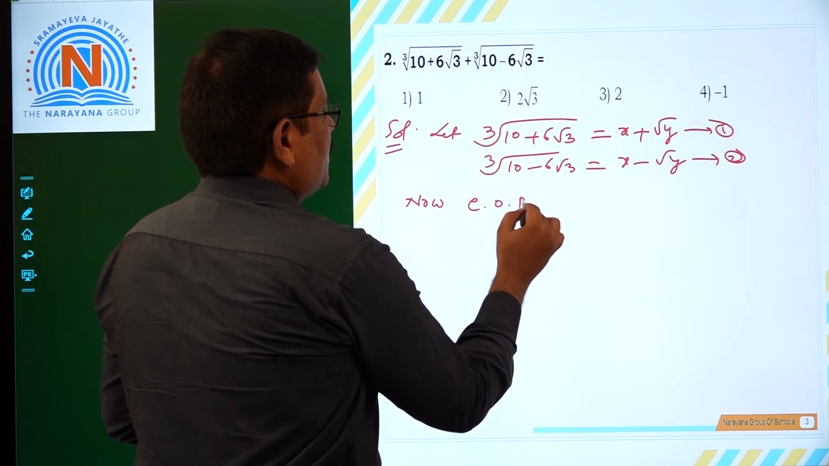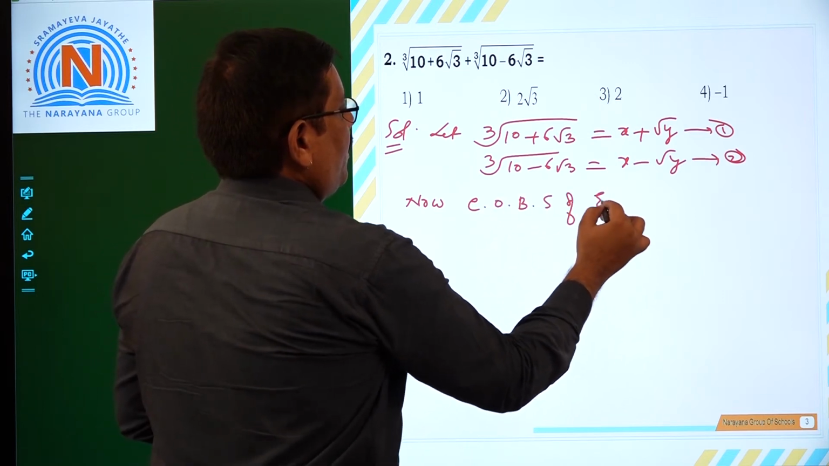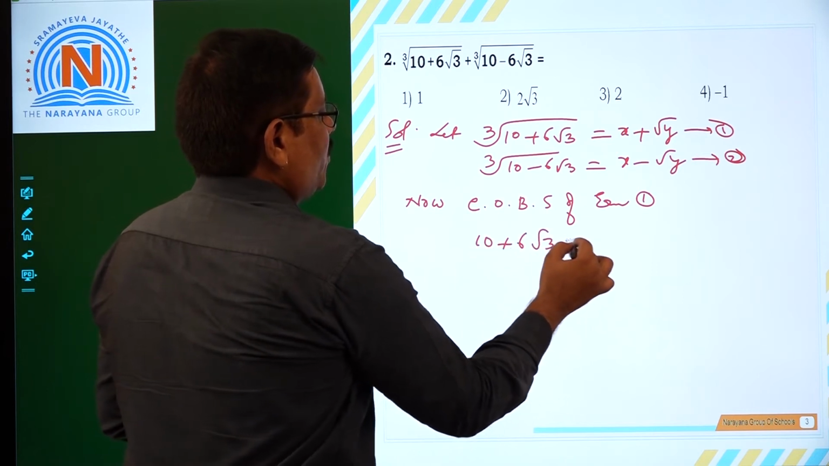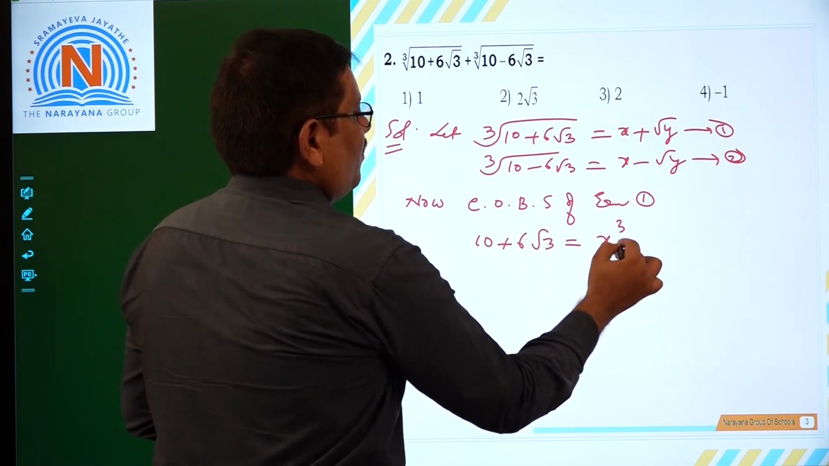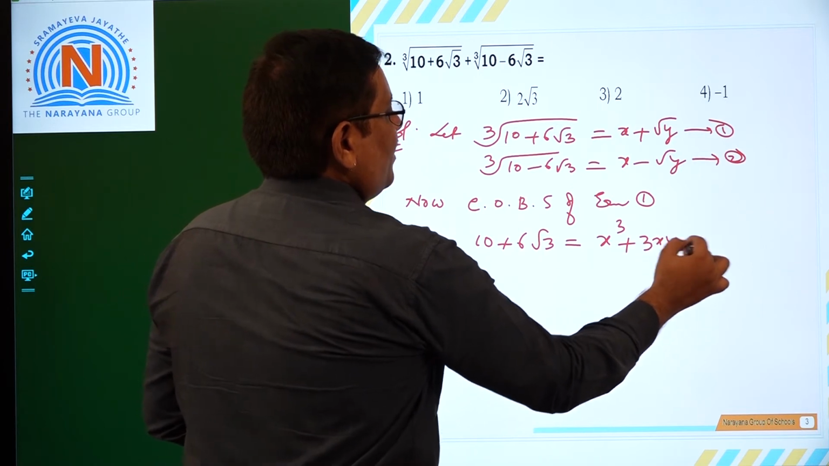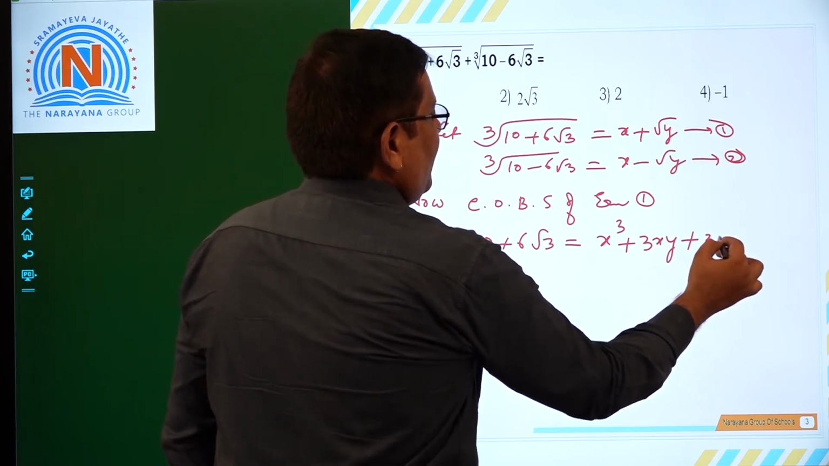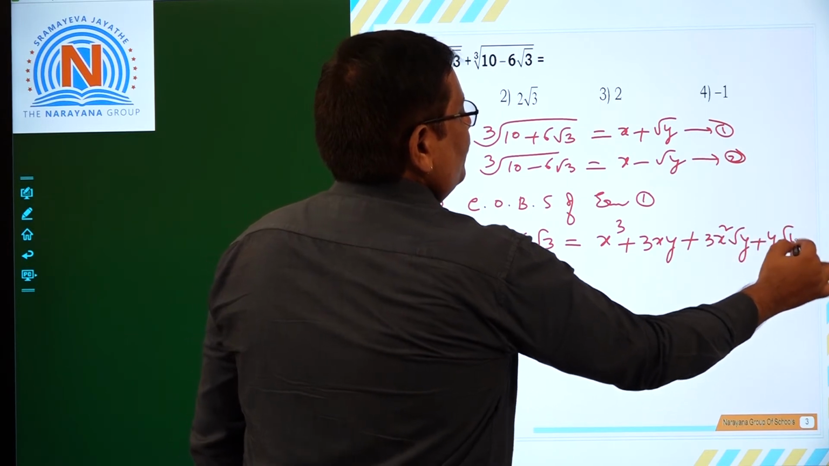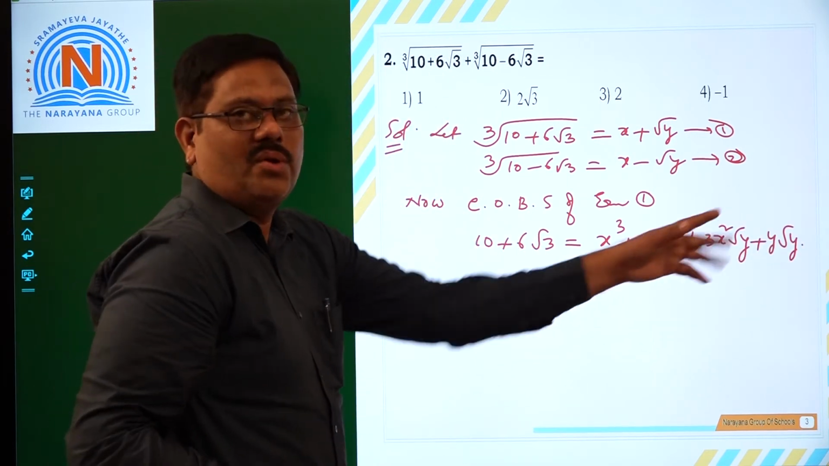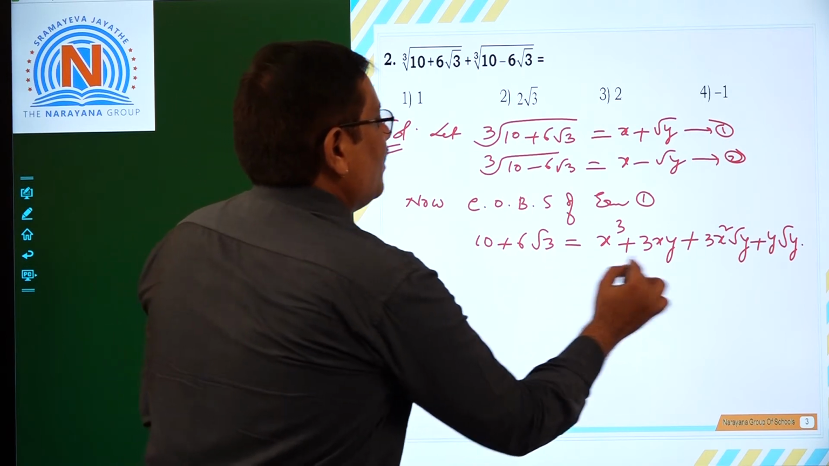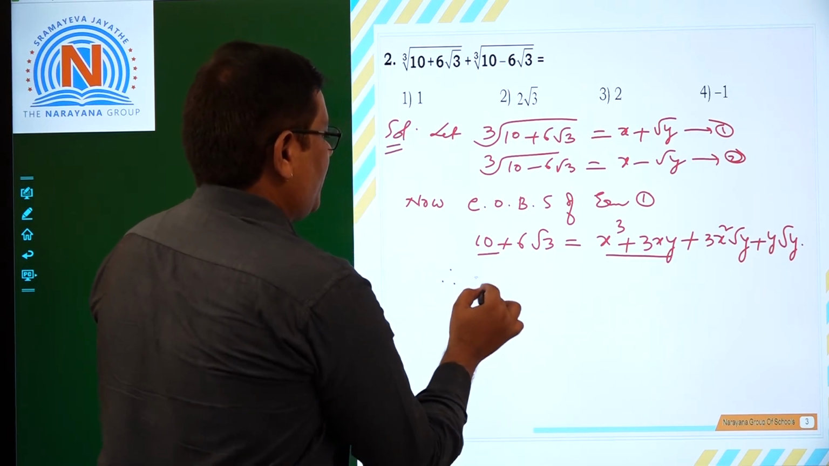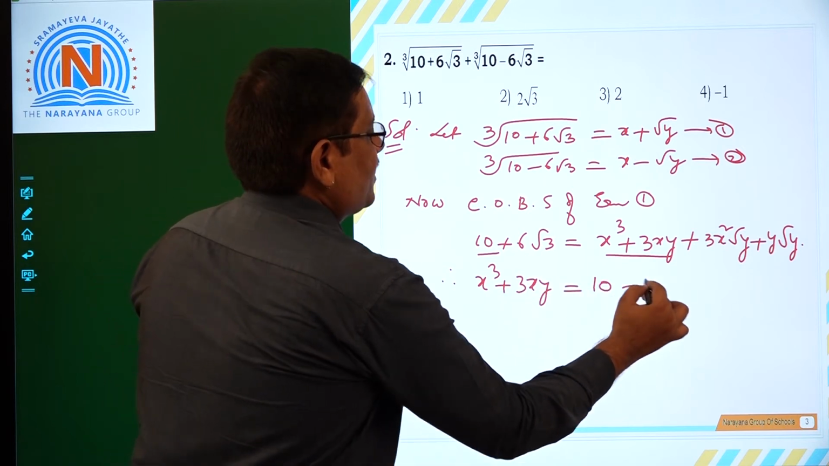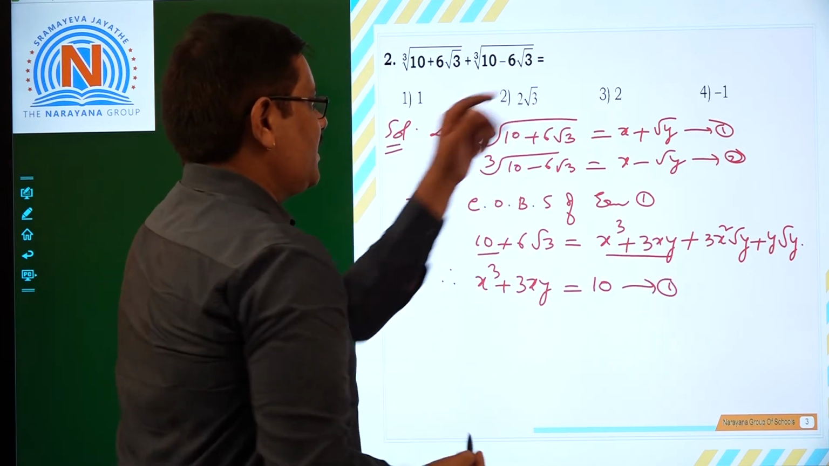Cubing on both the sides of equation 1. What do you get? 10 plus 6 root 3 is going to be x cube plus 3xy plus 3x square root y plus y root y. Okay, it is a plus b root q form. So we can compare the rational parts. That is x cube plus 3xy is going to be 10. That is condition number 1. Next step, what is the next step?